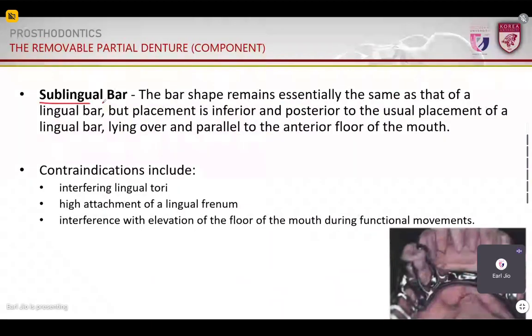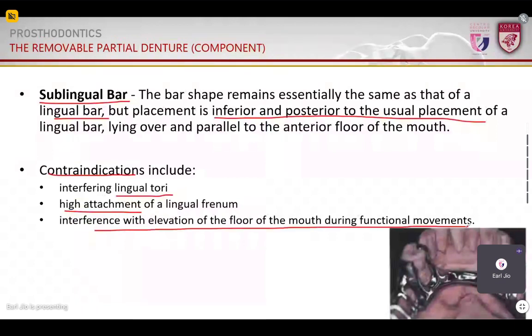Second, sublingual bar. This is the same as a lingual bar, but placement is just inferior and posterior to the usual placement. Okay? Its contraindications include, of course, lingual tori, high frenum attachment, and interference with the elevation of the floor of the mouth during functional movement. We rarely use this kind of design, the sublingual bar.